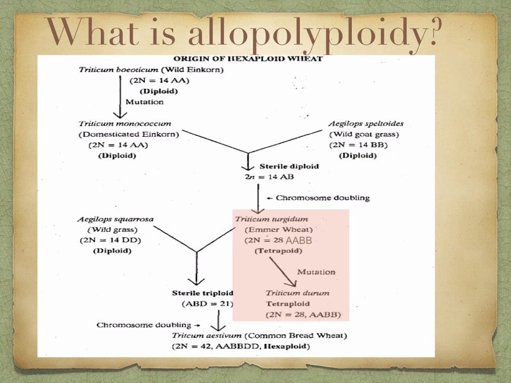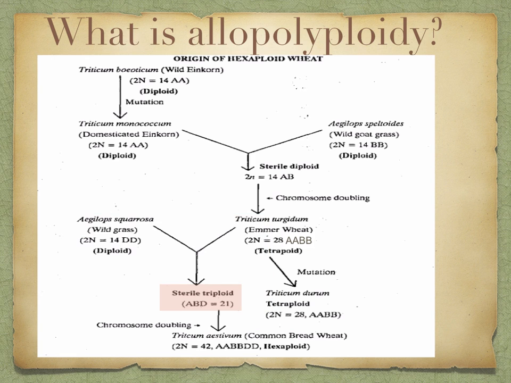So if there's another mutation, you get another variation of wheat. And this variation happens because there's sexual reproduction, for example, meiosis. So the Emma wheat can now hybridize with wild grass to form a sterile triploid.